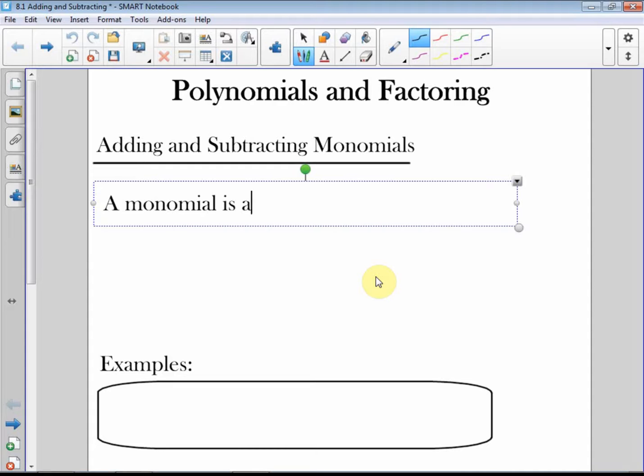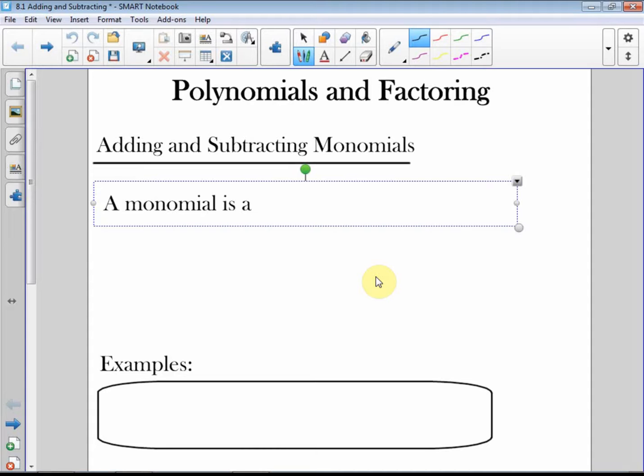Since the beginning of the year, we have been reviewing material from last year. This is our first unit that is brand new to us, Polynomials and Factoring. So the first chapter of our Polynomial and Factoring unit is adding and subtracting monomials.